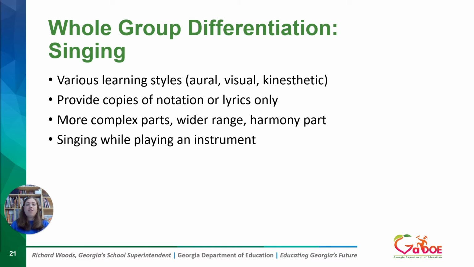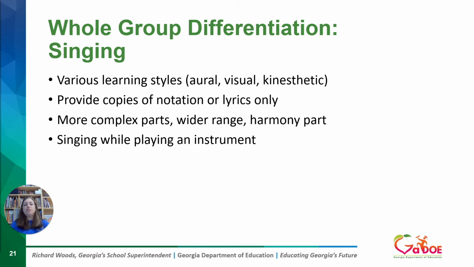So maybe you provide a full notation of either the rhythm or the five-line staff melody, or even an octavo where they get to see multiple parts at the same time. Or maybe you hand them a sheet with just the lyrics, and that's a different way to differentiate based on their skills and needs. You can assign students to more complex parts, such as a part that has a wider range, they sing higher, they sing lower, or maybe you assign them a harmony part that's more challenging than just singing the main melody.